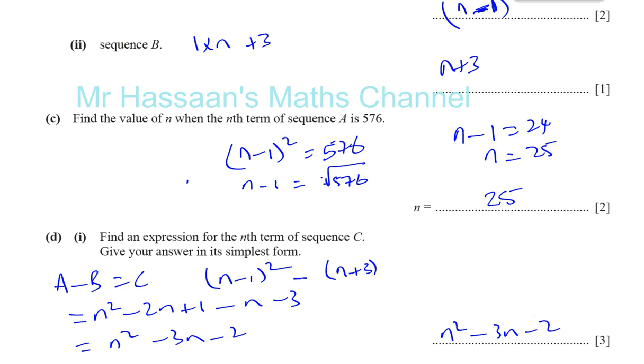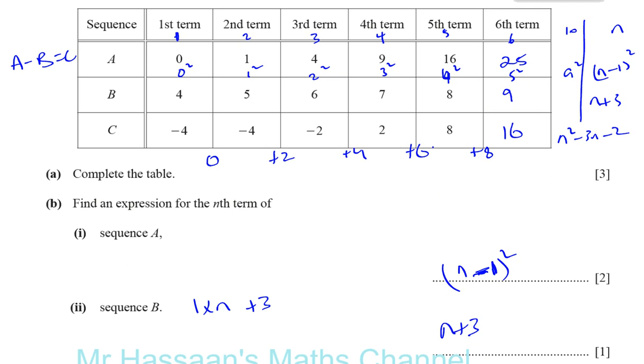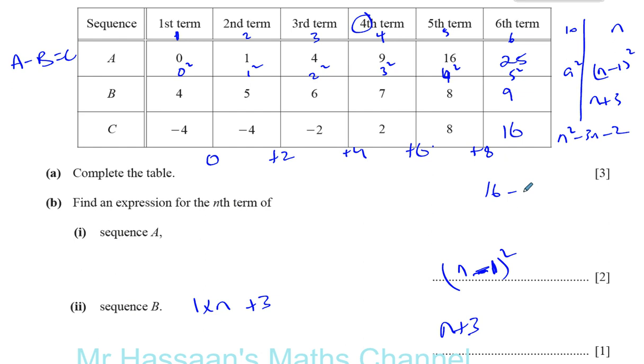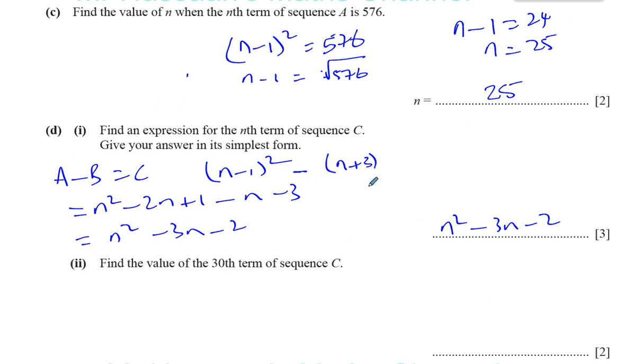Let's see if that works. We said n squared minus 3n minus 2. Does that work? Let's try, for example, randomly choosing the fourth term. Let's put 4 into there. You have 16 minus 3 times 4, which is 12, minus 2. 16 minus 14 is equal to 2. It works. It seems to give us the right answer for a randomly picked term of the sequence. So n squared minus 3n minus 2 shows that we manipulated the equation correctly.